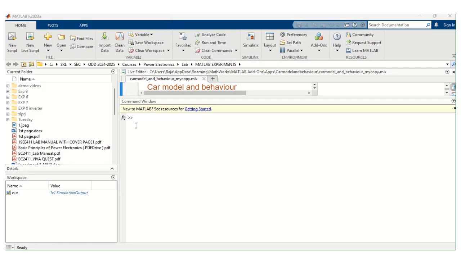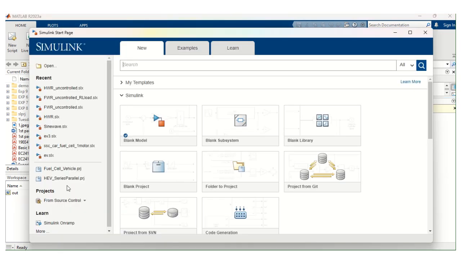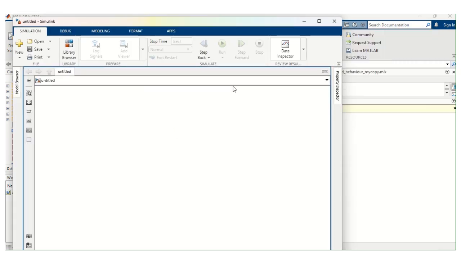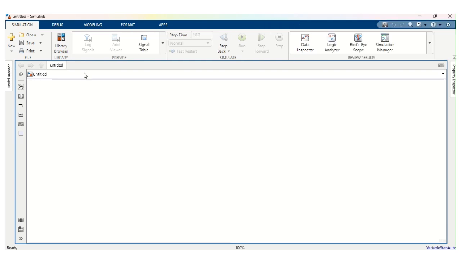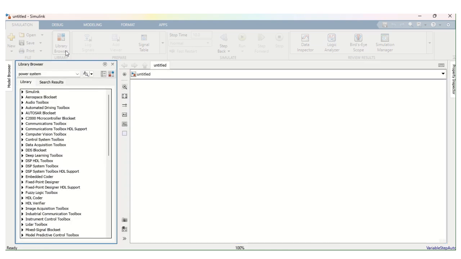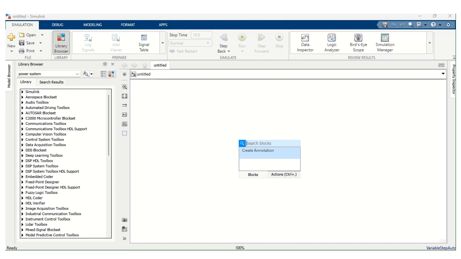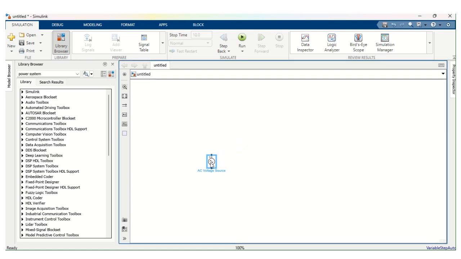This is MATLAB's home page. Here we are going to click new Simulink model. Let's open a blank model. Maximize. Let's open the library browser. Either we can drag and drop from the library browser, or you can just double click in the space and then type AC voltage source. So this is the AC voltage source.